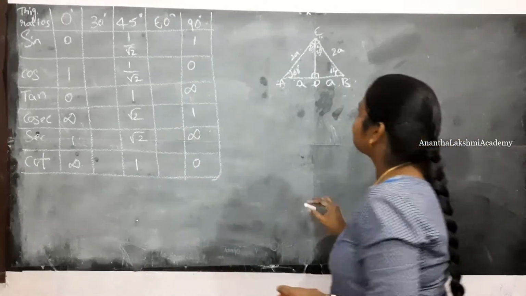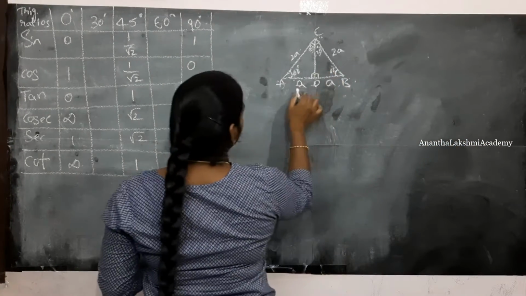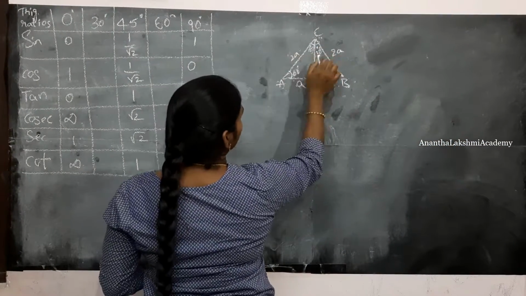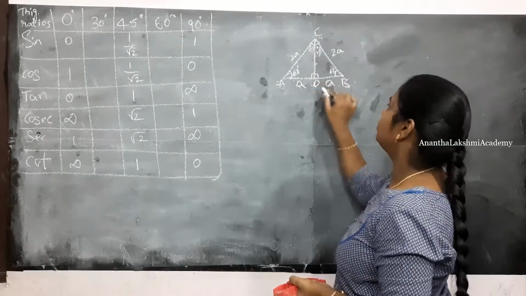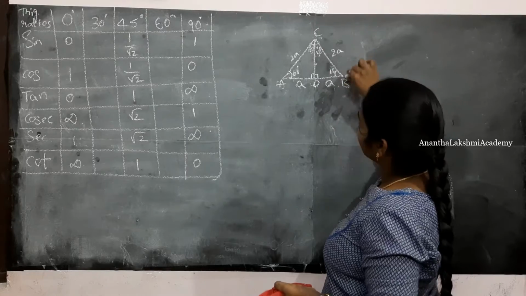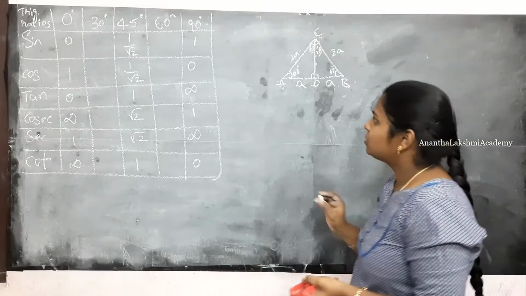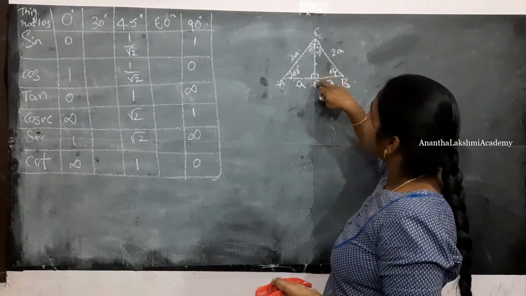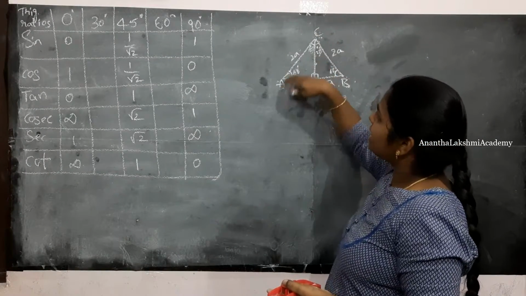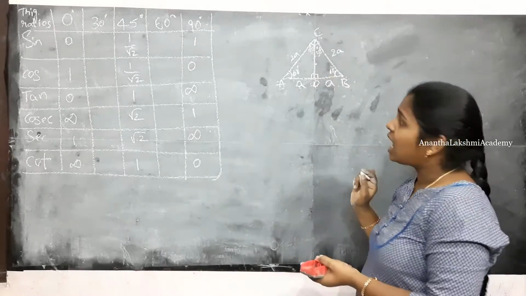Alright, so now that we know a, 2a, and this side we don't know. I mean the length of the perpendicular we don't know. DB we know and BC also we know. So if I am to figure out sine 60, what is it? CD by AC, right? But I don't know CD. How do we figure out?